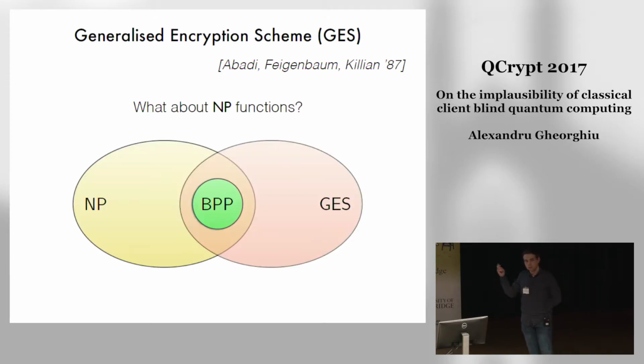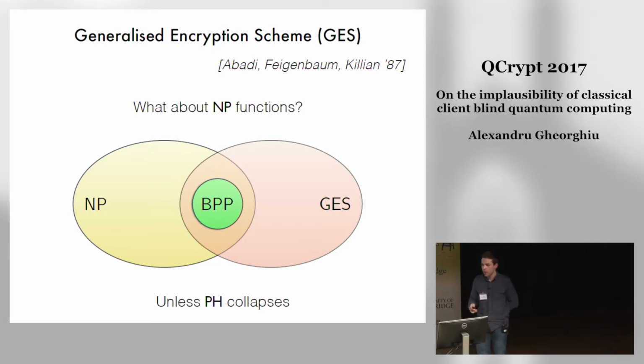So the class of NP problems should be different from this class GES of, well, an upper bound of what we can do with generalized encryption scheme, provided that the polynomial hierarchy doesn't collapse. So everything will be up to these assumptions, basically, that the polynomial hierarchy doesn't collapse or other complexity theoretic assumptions.